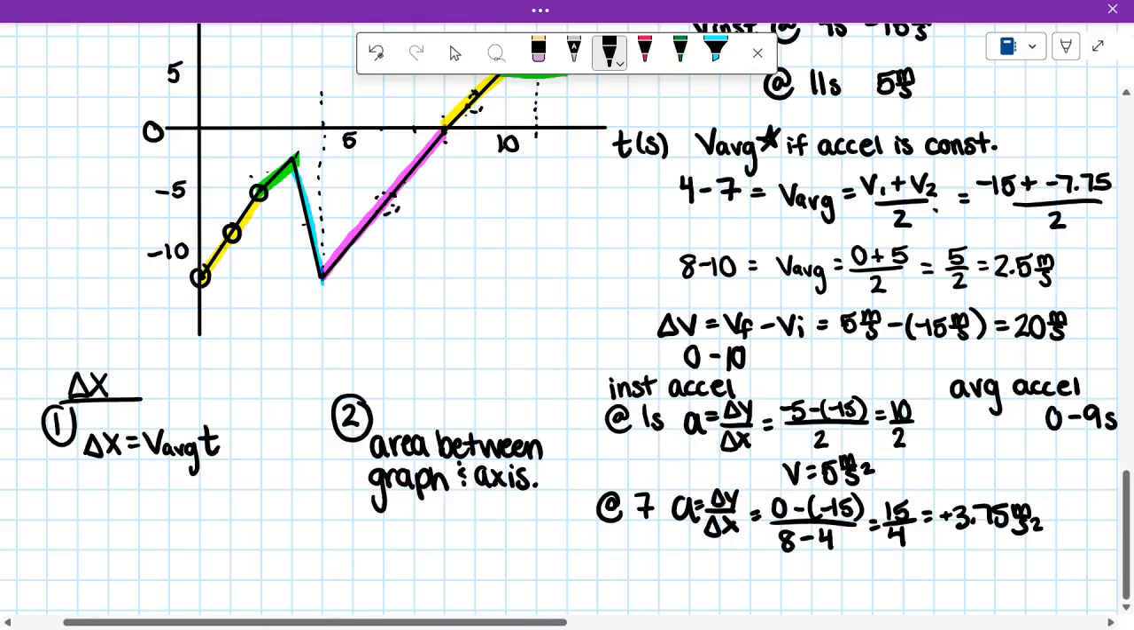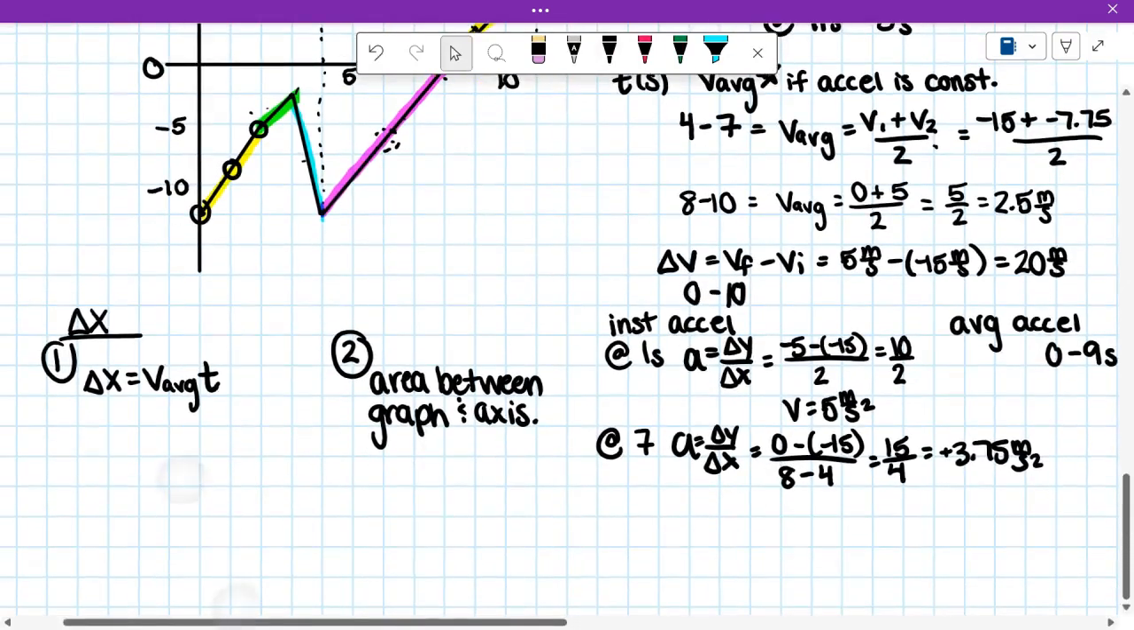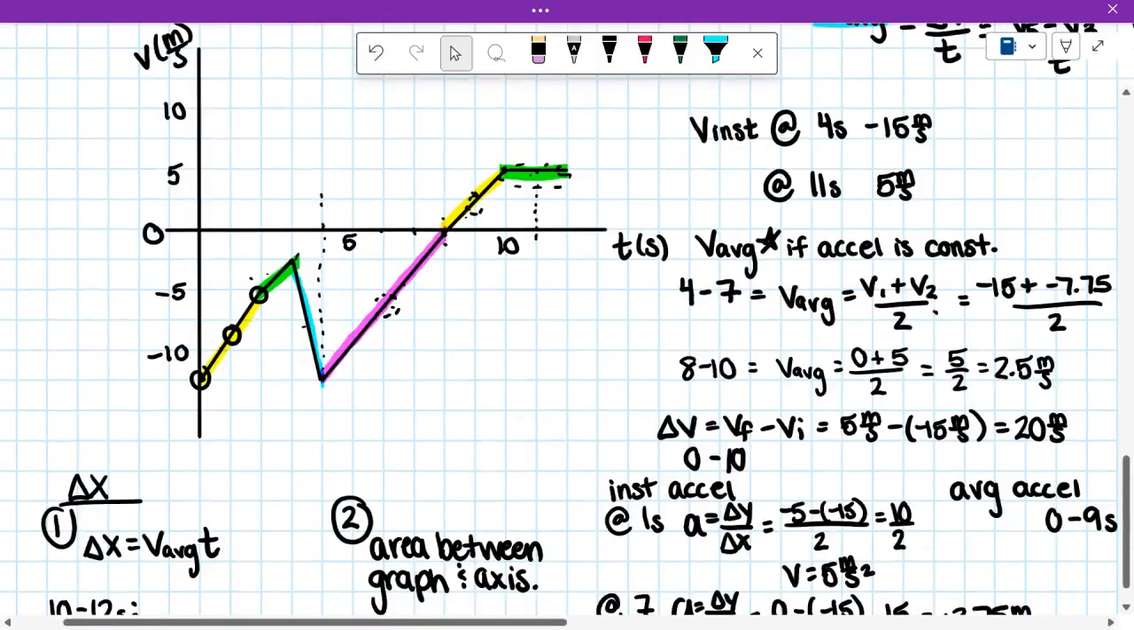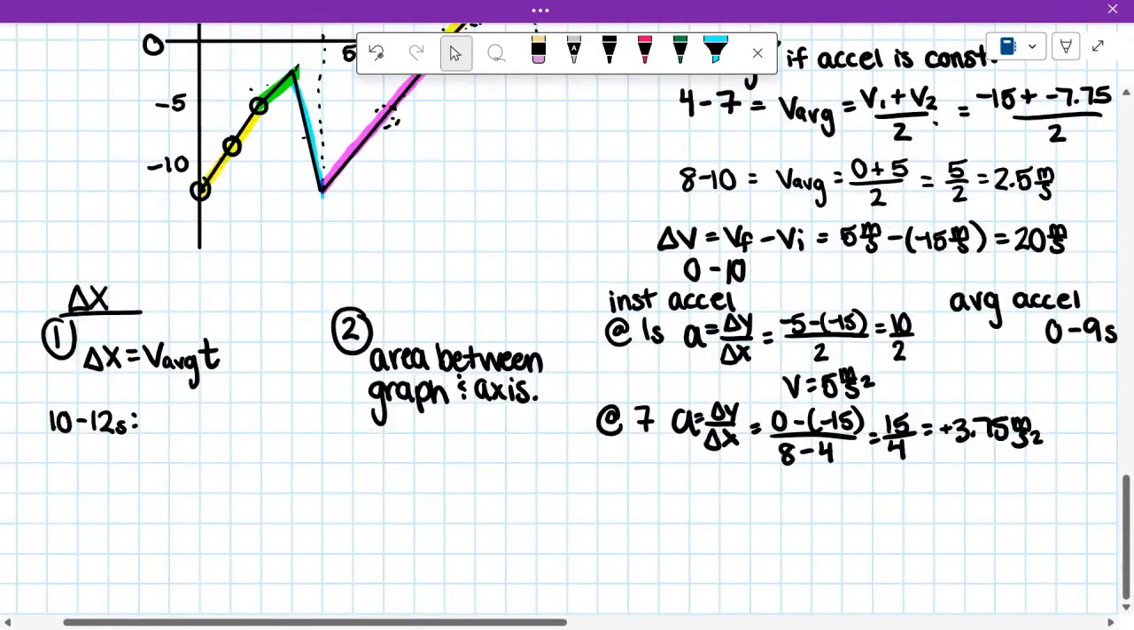So some examples where it might be better to use average velocity times time. Let's say I wanted to find the change in position between 10 and 12 seconds. Well, between 10 and 12 seconds, that's right here, my average velocity is just 5 because that is what my constant velocity is. I'm doing that for 2 seconds, so I must have a change in position of 10 meters.